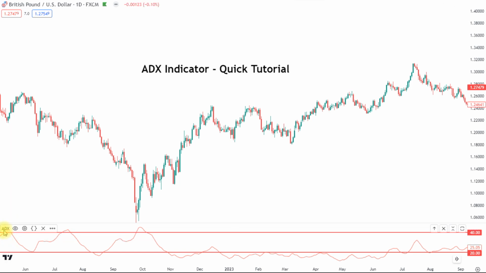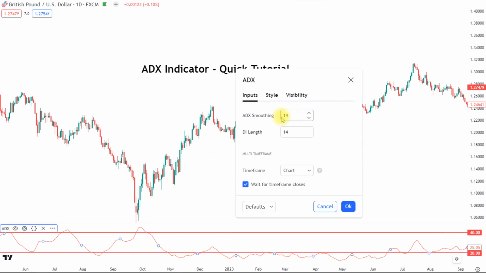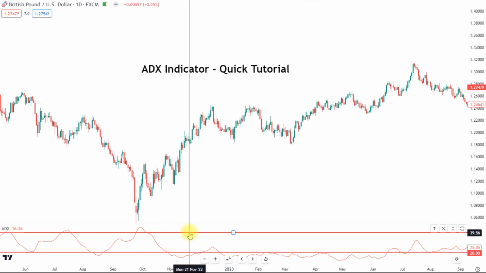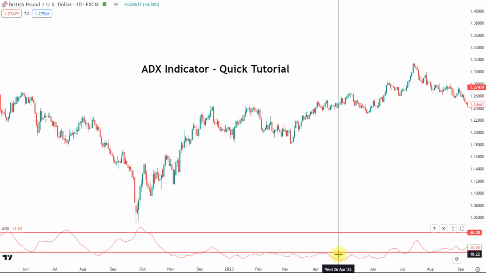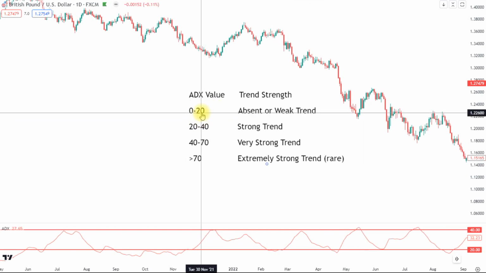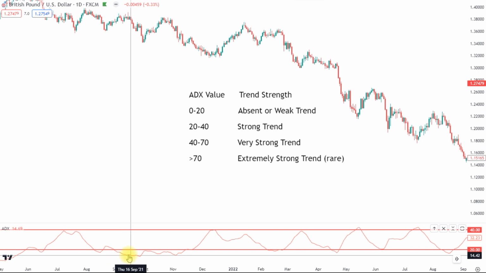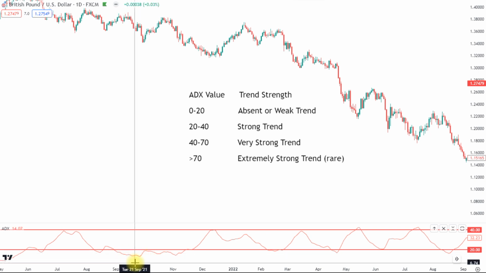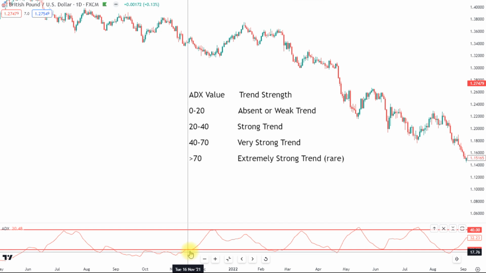I've already applied the ADX to the chart, whose calculation is based on a moving average in the settings with the last 14 candles, but you can adjust it if you need it. I've already marked the most important levels that we need for our trading, which is at first the 20 threshold, because this tells us, let me scroll real quick, below the 20 the trend is absent or weak. So there's not really a clear direction in the market, more of a sideways range, but as soon as the market breaks through the 20 line, we have a building trend.